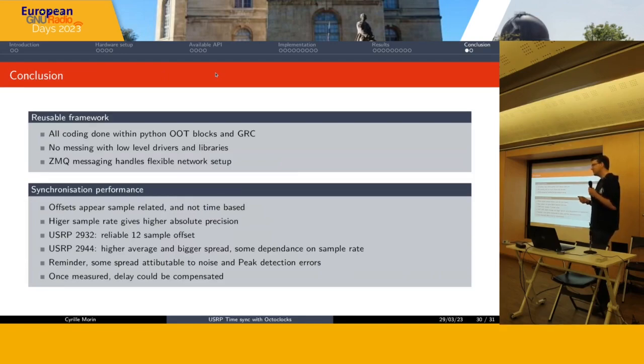And in terms of performance, as I said, it's really sample-based, which is good because it means that we can fairly easily compensate for that. We know it's 12 samples of delay, so we just add 12 samples and we're good to go.